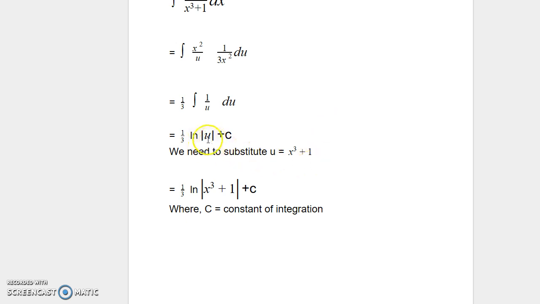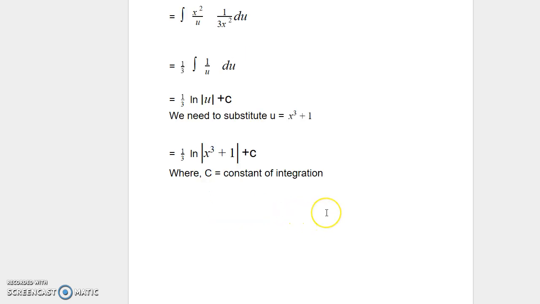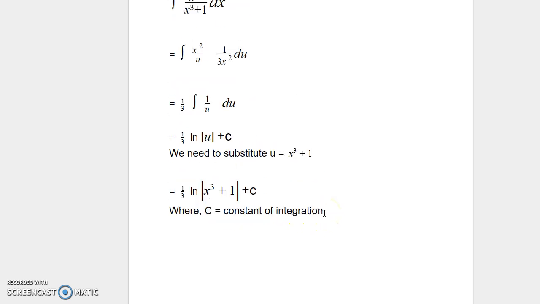As we mentioned, we cannot leave our answer in terms of u. We need to write it in terms of x. So wherever we see u, we're going to replace that by x cubed plus 1. Therefore, we can write this as 1 over 3 ln of x cubed plus 1 plus c, where c is a constant of integration. So this is the way we're going to solve example problems involving logarithmic functions.